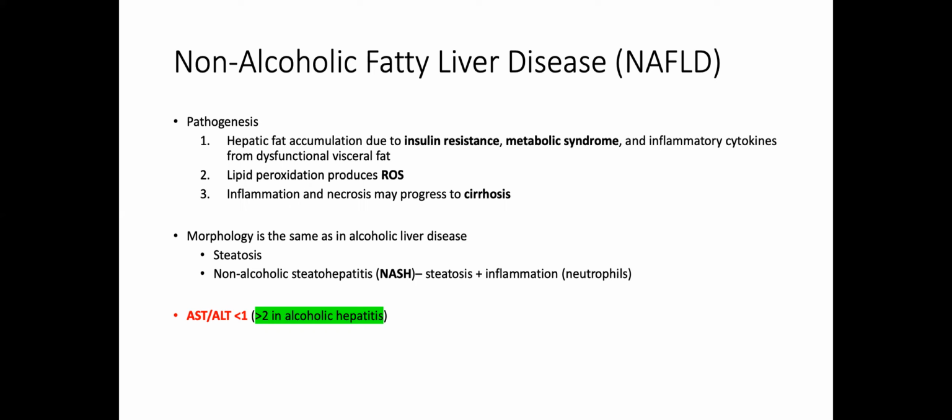If the AST is greater than 2 to the ALT, remember ALT stands for liver. It's more of a liver marker than AST, but if the AST is higher, 2 to 1, so let's say you have an AST of 100 and an ALT of 50, that's greater than 2, that is an indicator of alcoholic hepatitis.